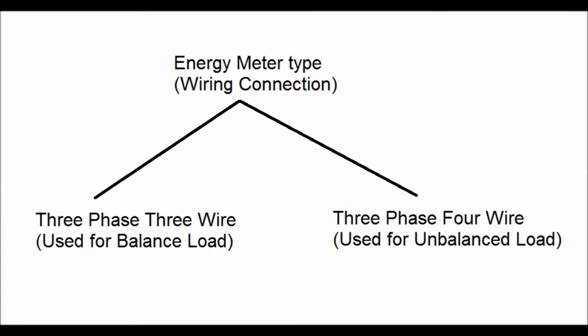Now, as per wiring connection, energy meters are mainly classified into two types. 3-phase 3-wire is mainly used for balanced load supply, that is, the sum of phase currents shall be equal to 0. The other is 3-phase 4-wire, used for unbalanced load and which can also be used for balanced load.